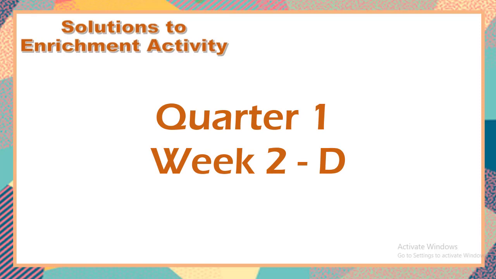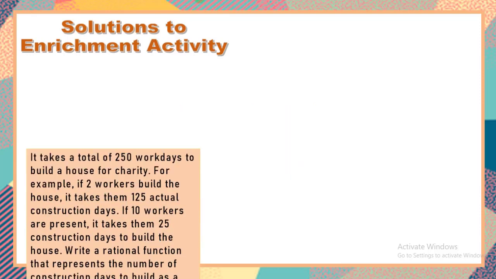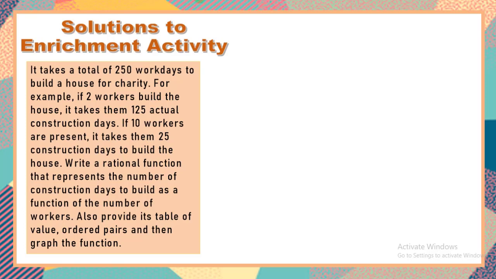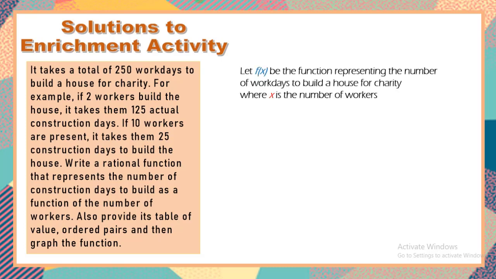Now let us discuss the solutions to your enrichment activity. For our problem, it takes a total of 250 workdays to build a house for charity. For example, if 2 workers build a house, it takes them 125 actual construction days. If 10 workers are present, it takes them 25 construction days to build the house. Write a rational function that represents the number of construction days to build as a function of the number of workers. Also, provide its table of values, ordered pairs, and then graph the function.